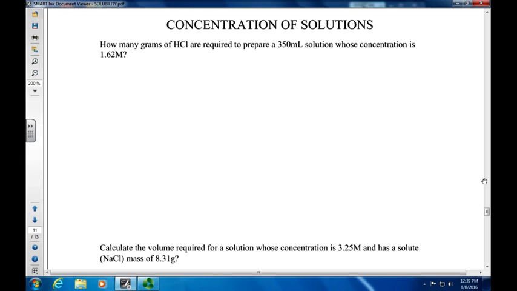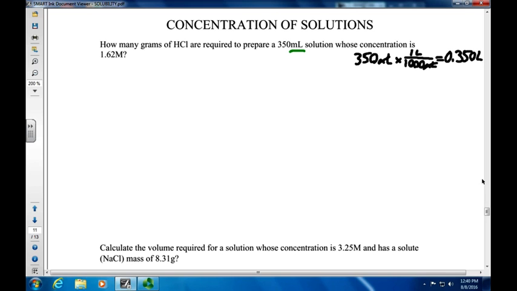The first thing we're going to want to do is convert this milliliters to liters, and you'll see why in a minute. So in order to do that, we're just going to say 350 milliliters times 1 liter for every 1,000 milliliters is equal to 0.350 liters. Milliliters and milliliters cancel each other out in that process.